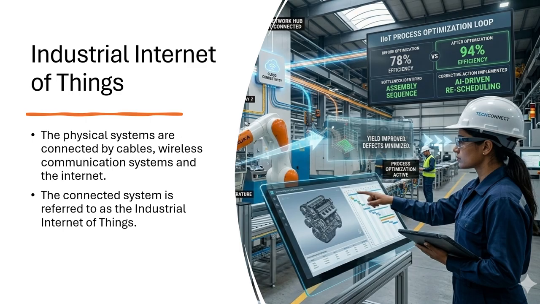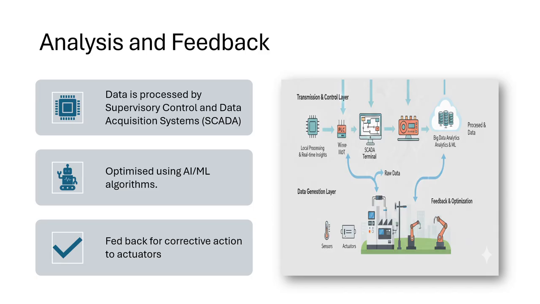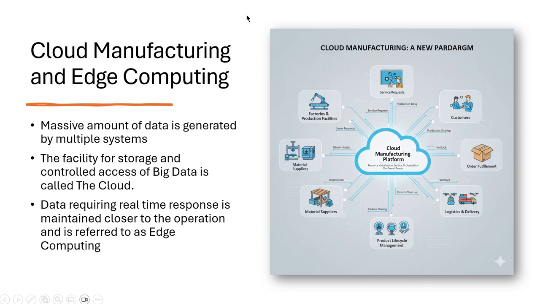The Industrial Internet of Things is the technology that connects the physical systems using cables, wireless communication systems, and the Internet. The IIoT connects the sensors and actuators with the controlling systems such as the PLCs, the SCADA systems, and edge computing environment. The data is processed by controllers, optimized using AI and ML algorithms, and fed back for corrective action to actuators.